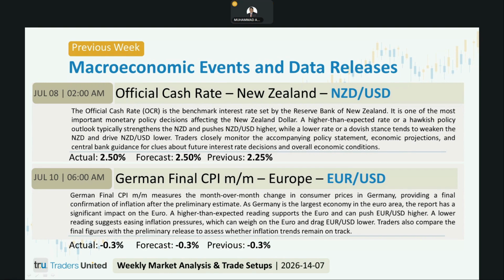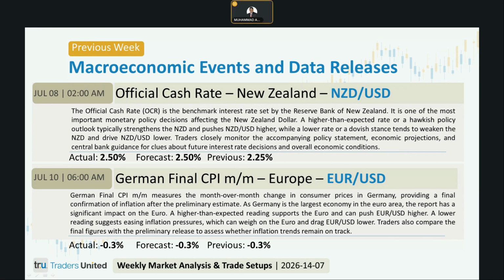additional direction. The overall analysis is that Germany's final CPI remained unchanged at minus 0.3%, matching both market expectations and the previous reading. The inflation data confirmed stable price trends but did not provide any new support for the euro. Euro USD moved lower after the news release as broader US dollar strength and overall market sentiment outweighed the neutral inflation report. The Forex news release highlighted that wider macroeconomic conditions remain the dominant driver of short-term Euro USD price action.